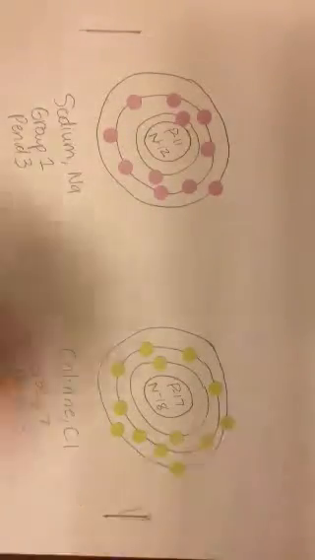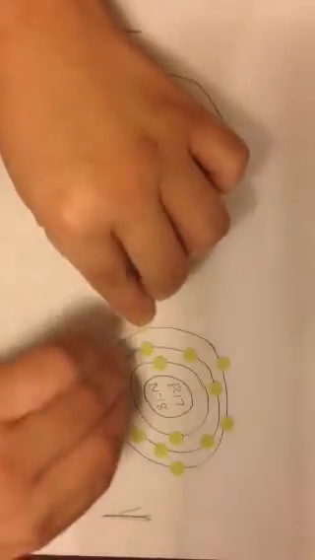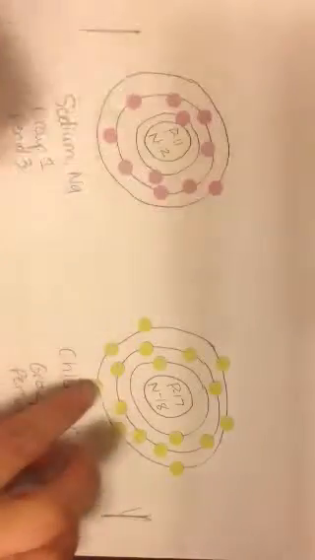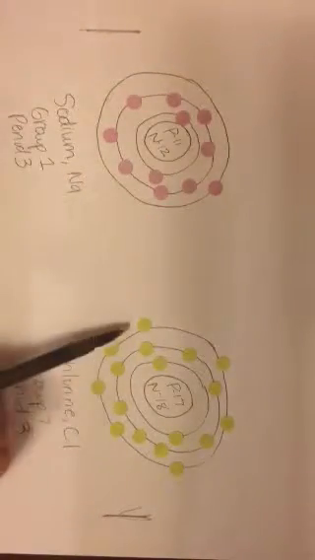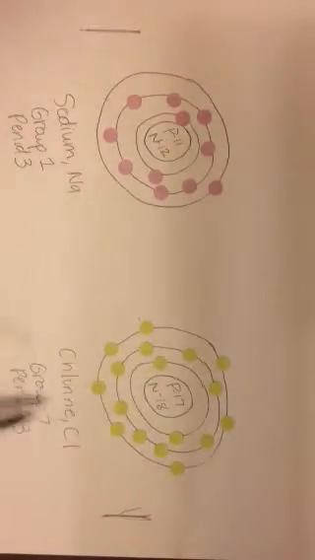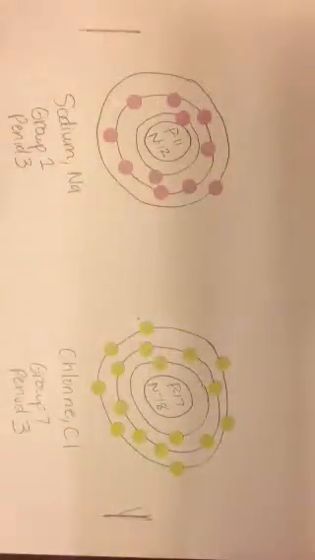1, 2, 3, 4, 5, 6, 7. Okay, so I know that I've done my Bohr model for chlorine right because it's in group 7. That means it has 7 valence electrons. So 1, 2, 3, 4, 5, 6, 7, 7 valence electrons. And sodium is in group 1, so 1 valence electron.